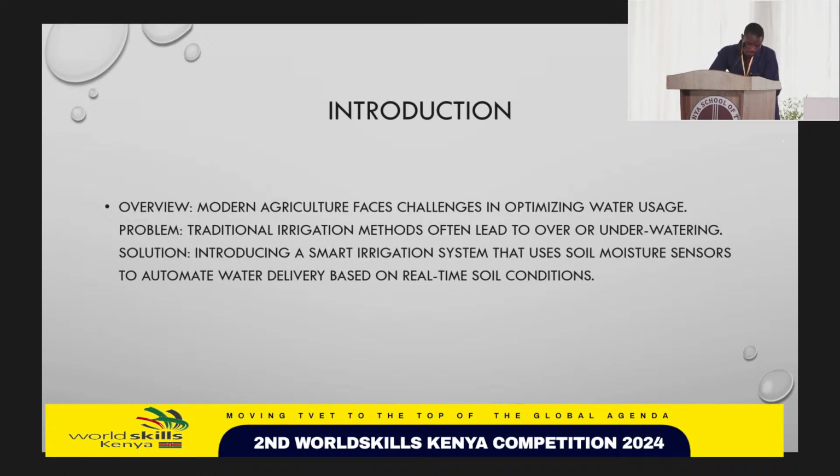Okay. The overview of the project, of the innovation: modern agriculture faces challenges in optimizing water usage. So in this case, this will not be a problem, since the water which will be irrigated into the plants will be controlled. Next slide.